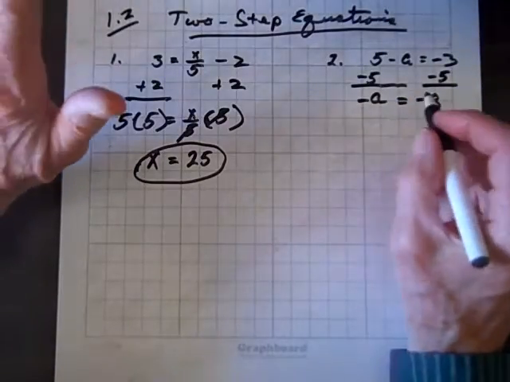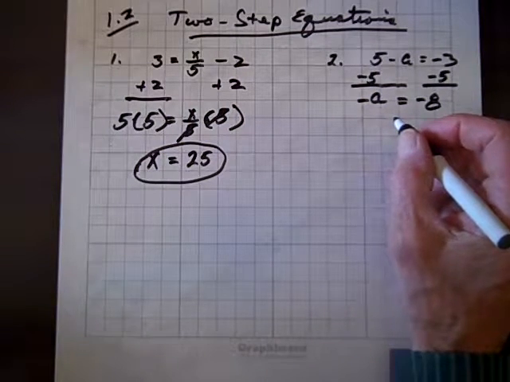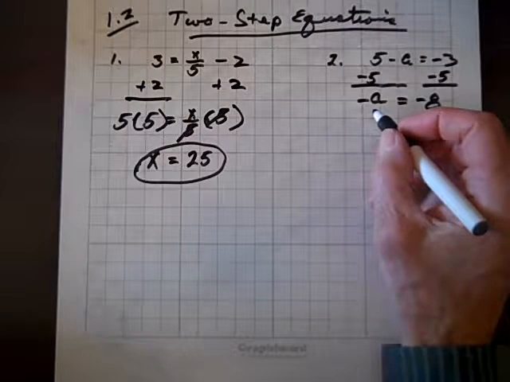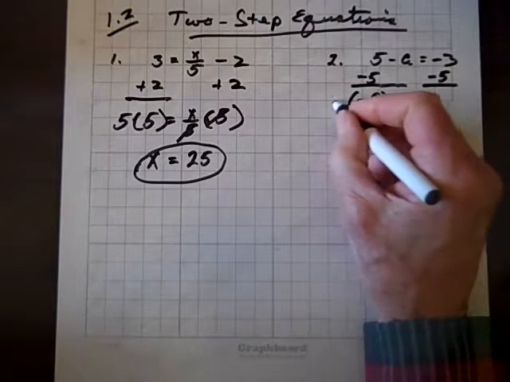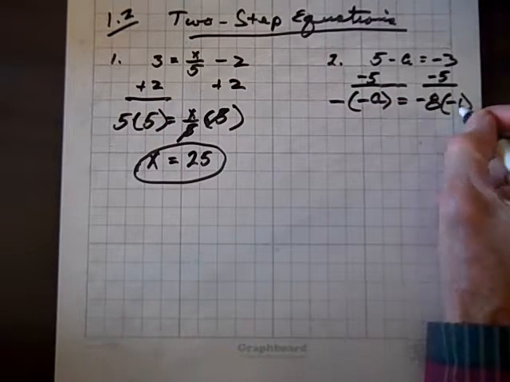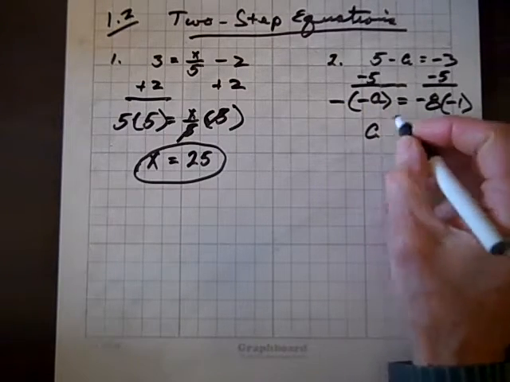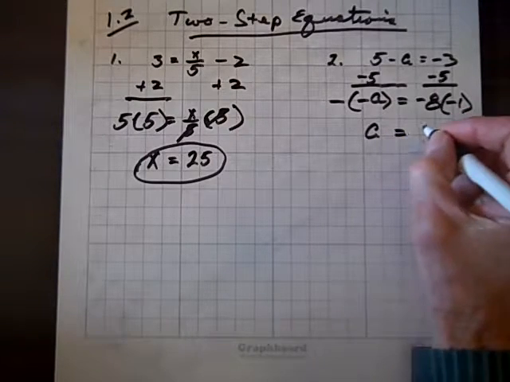Well, we need to isolate a positive a. So what we'll do, we'll multiply both sides by negative 1, because a negative times a negative is positive. So I'll multiply by negative 1 and negative 1. And negative times negative is positive a. And negative 8 times negative 1 is 8.